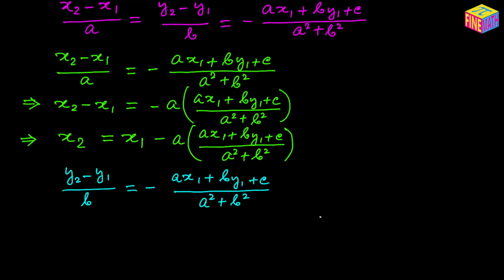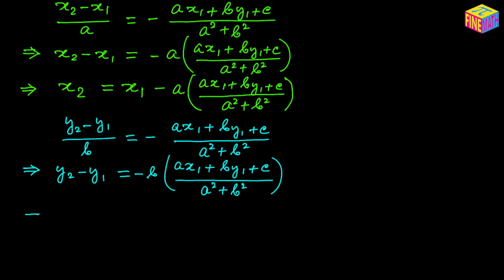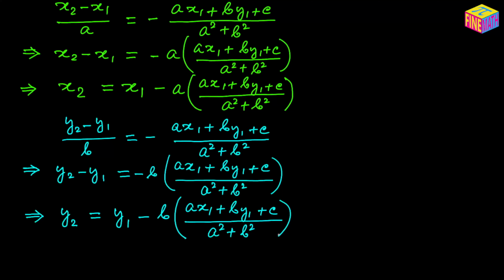If we multiply both sides by b, what do we get? We will get y sub 2 minus y sub 1 is equal to negative b times that quantity. And from here we can say that y sub 2 is then equal to y sub 1 minus b times that quantity. So we have been able to find out the coordinates of the point Q, which is the foot of the perpendicular drawn from the point P onto the straight line.